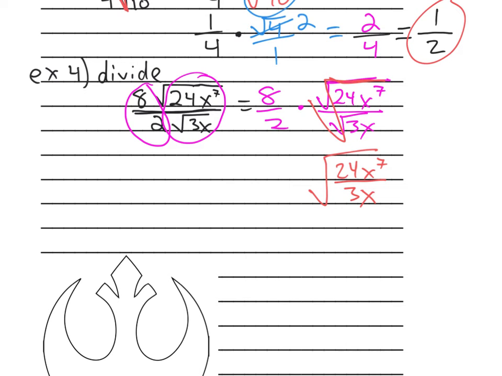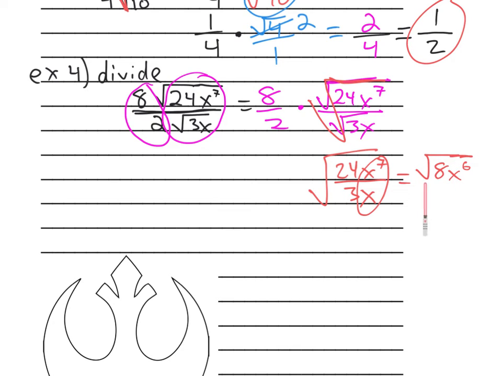Okay, so looking at this one, we're going to reduce 24 over 3. 24 over 3 would be the square root of 8 on top. So 8 over 1, just the square root of 8. And now looking at x to the 7th over x, 7 minus 1 will leave 6 copies on top inside the square root. So that whole square root part that we started with, 24x to the 7th, root 3x, all simplifies down to 8x to the 6th.